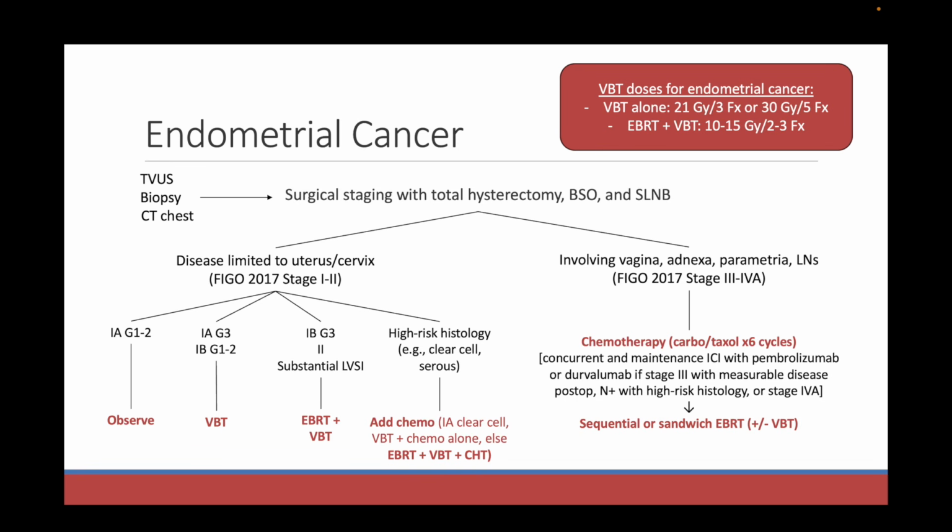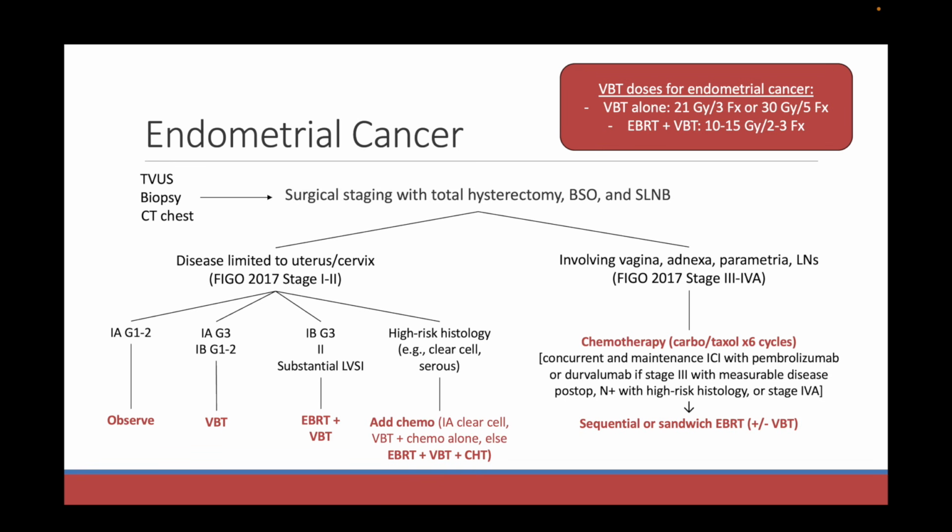And then finally, for patients that have high-risk histologies, so for example, if they have clear cell or serous carcinoma, then you need to think about adding chemotherapy. Or if they have carcinosarcoma also, you do chemotherapy followed by radiation, and that can be external beam with or without vaginal brachytherapy. Stage 1A clear cell, it's okay to just do vaginal brachytherapy alone with chemotherapy, but otherwise all these patients need both the external beam and the vaginal brachytherapy.